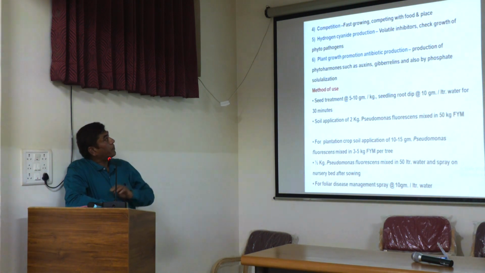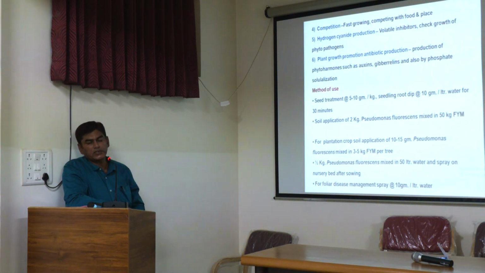So the fourth mode of action is competition. As you know, Pseudomonas fluorescens is fast growing. Almost all bioagents are fast growing, competing for food and space. One more is hydrogen cyanide production, that is a volatile inhibitor that checks the growth of pathogens. For plant growth promotion, there is production like auxins and gibberellins, and also phosphate solubilization. These act as hormones, phytohormones.